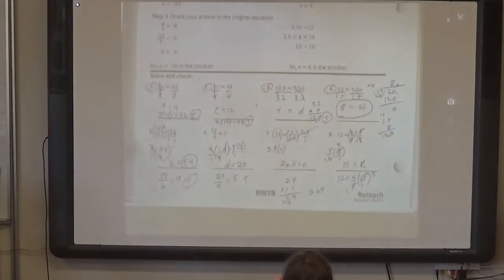All right, it just takes practice, getting used to the process. Okay? You have to identify the number next to the variable and then multiply by its reciprocal on both sides. Multiply those fractions. If there's not a number next to the variable, then it's a 1. Then you treat it like a 1. Okay?